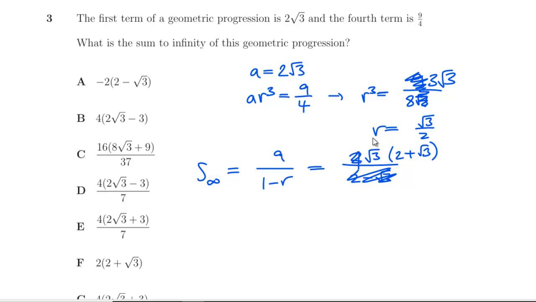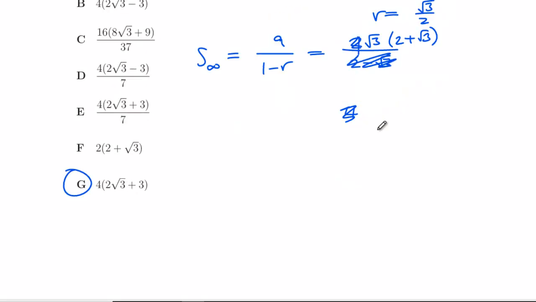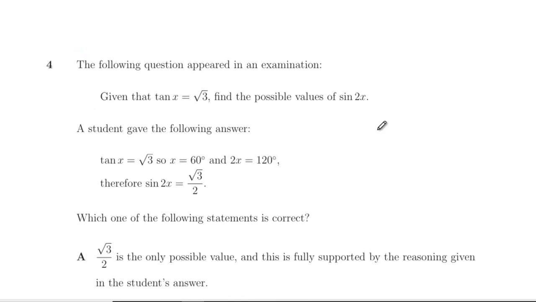Is that any of these? Yeah. Doesn't look like any of these. Oh no, it is the bottom one, isn't it? They've just put the root 3 inside the bracket. So I've got 4, yeah, times 2 root 3 plus 3. So G. Okay. Question 4.